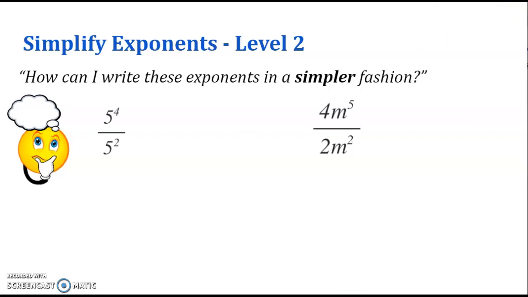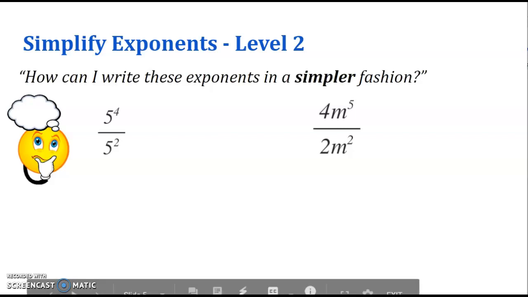Okay, so now let's move to another level. How can I write these exponents in a simpler fashion? 5 to the power of 4 divided by 5 squared, and 4m to the power of 5 divided by 2m squared. Now we're going into division. Okay, so you should be taking notes on this right now.